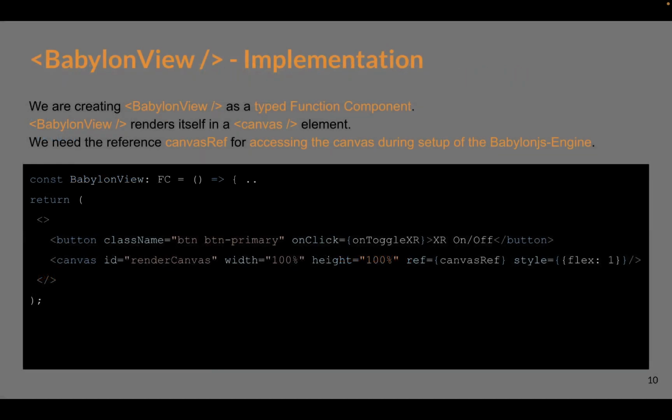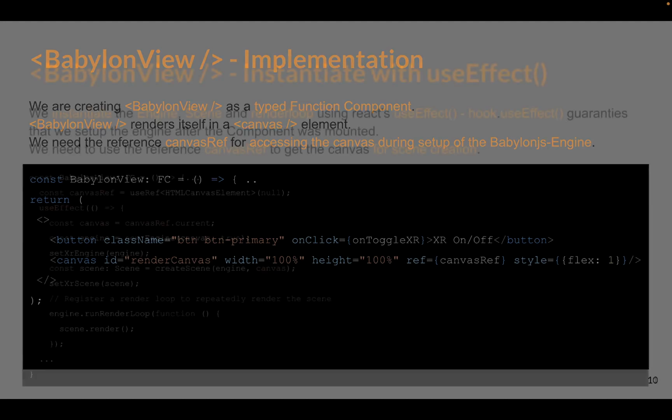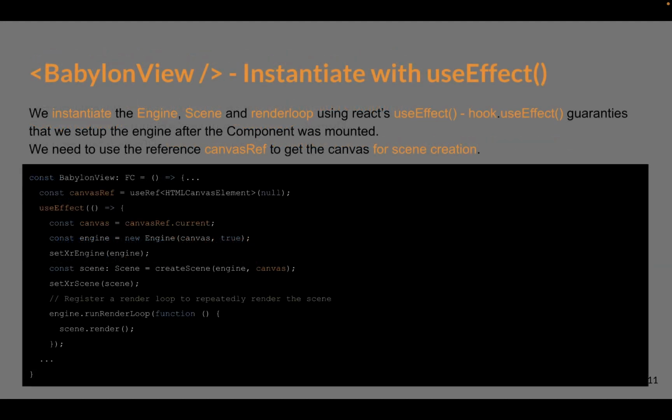We are creating BabylonView as a typed function component. It renders itself in a canvas element. We need the reference canvasRef for accessing the canvas during setup of the Babylon engine. We instantiate the engine, scene and the render loop using a React hook, namely useEffect. useEffect guarantees that we set up the Babylon engine after the React component was mounted. We need to use the reference canvasRef to get the canvas for scene creation.